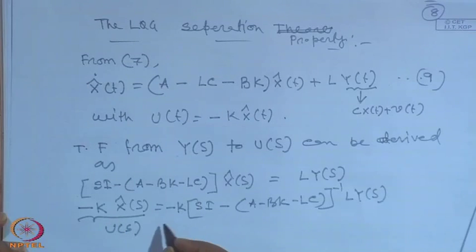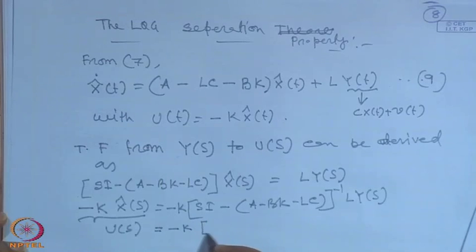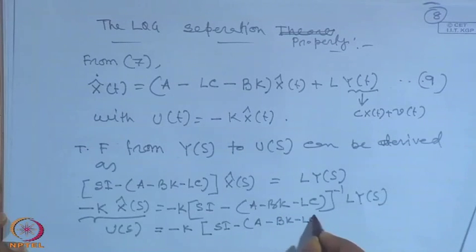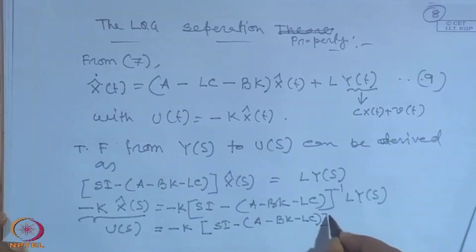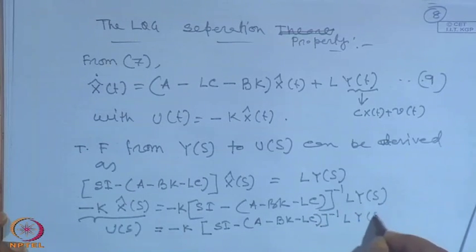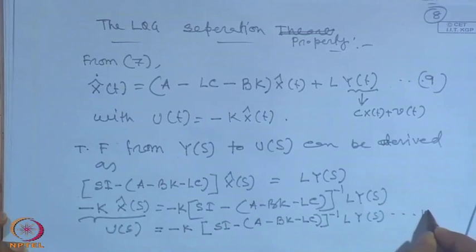Okay? This is U of s, and this is nothing but (sI minus A minus BK minus LC) whole inverse L Y of s. Let us call this equation number 10.